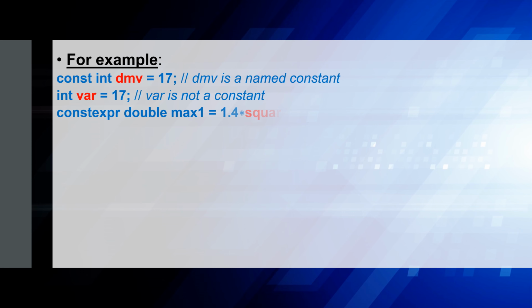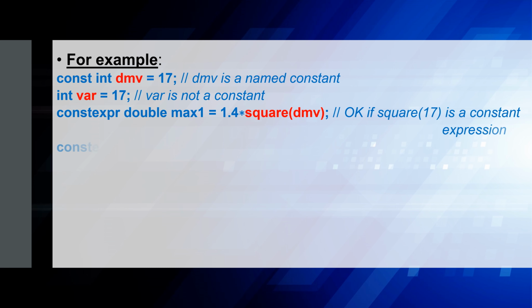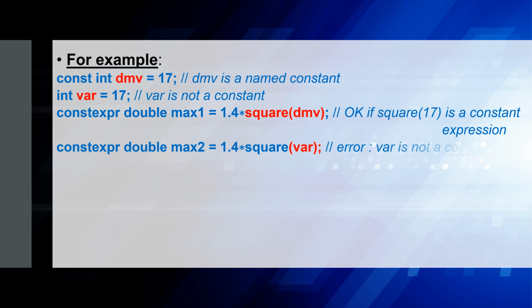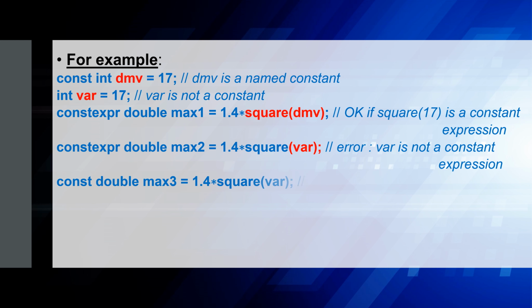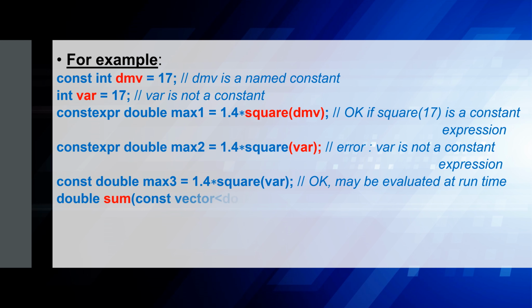constexpr double max1 = 1.4 * square(dmv); // OK, if square(17) is a constant expression. constexpr double max2 = 1.4 * square(var); // Error, var is not a constant expression. const double max3 = 1.4 * square(var); // OK, may be evaluated at runtime.